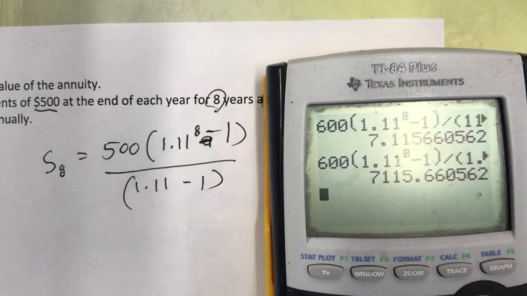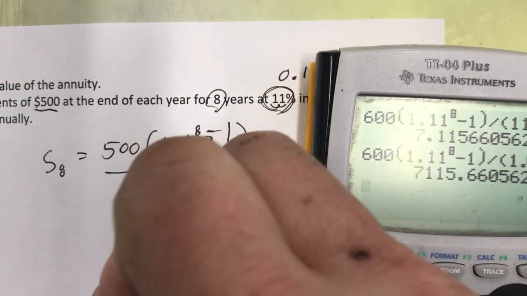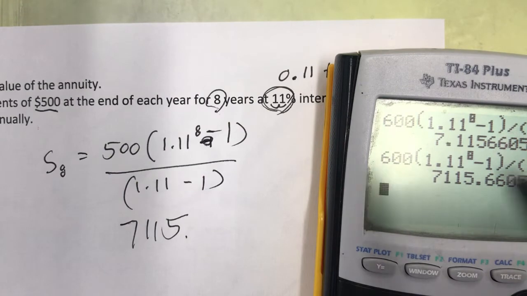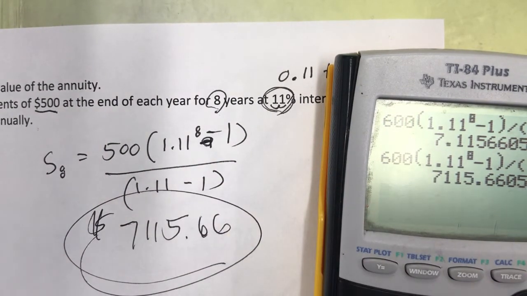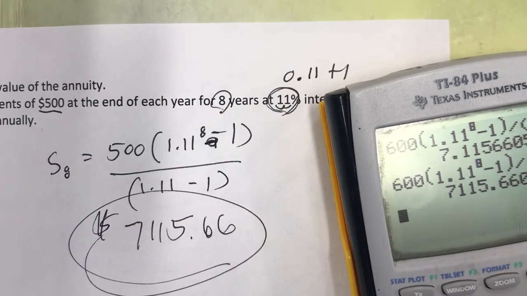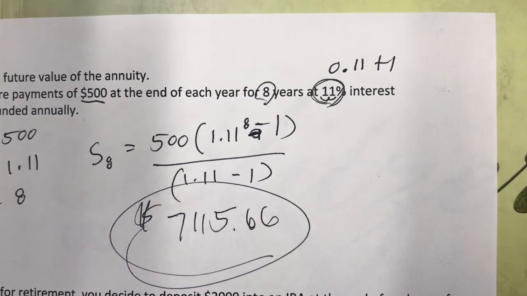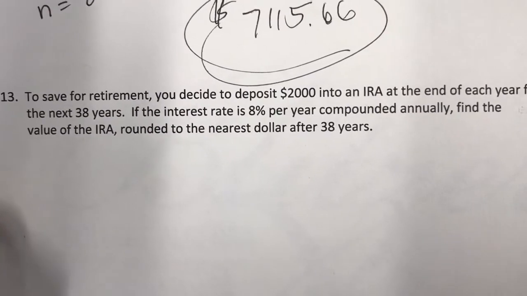There you go, $7,115 and 66 cents. That's how much money you have. This shows you how much money you have if you put it away and save it, let it earn interest. And especially this one right here, this is a real good one to look at.